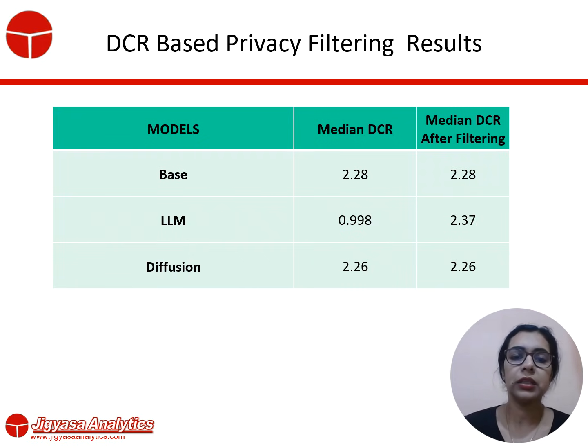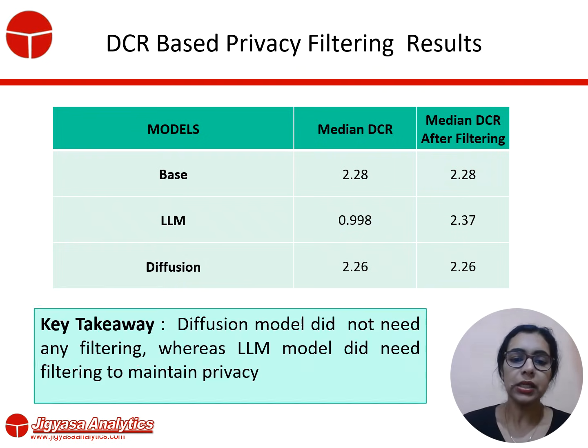For the LLM model, the median DCR improves from 0.998 to 2.37 after filtering, which means privacy got much better. For the diffusion model, the median DCR stays around 2.26 before and after, so there is no need for filtering. The key takeaway from this experiment is that the diffusion model already preserves privacy well, while the LLM model needs filtering to meet privacy standards. Next, my colleague Reshmi will walk you through the experiment details and results.